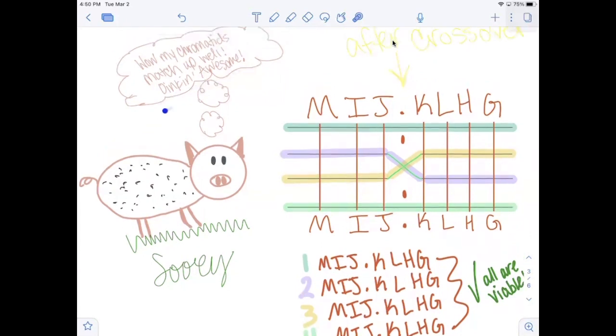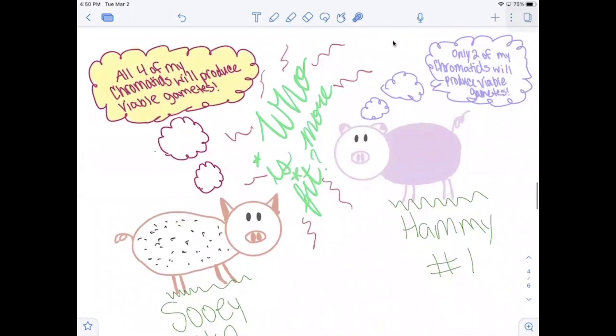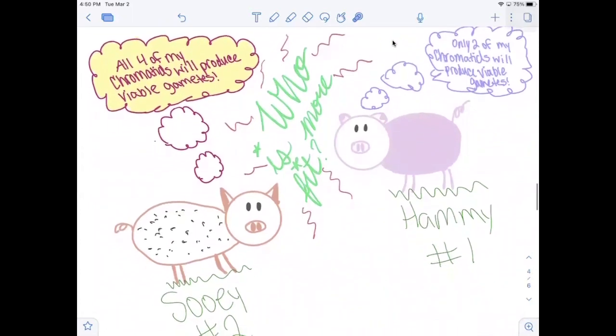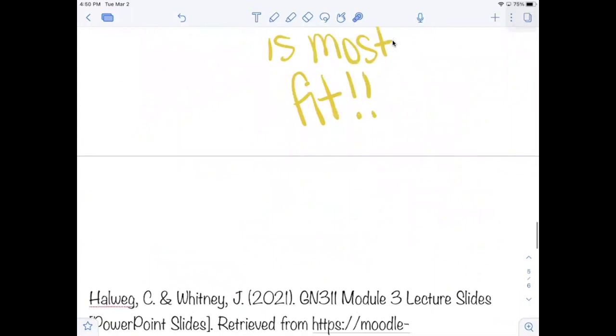Now let's look at the fitness of these two individuals. Hammy had only two chromatids that would result in viable gametes, whereas Suey had all four chromatids that would result in viable gametes. This makes it a lot easier for Suey to be bred successfully and proves that Suey is the more fit individual. Here's my reference.